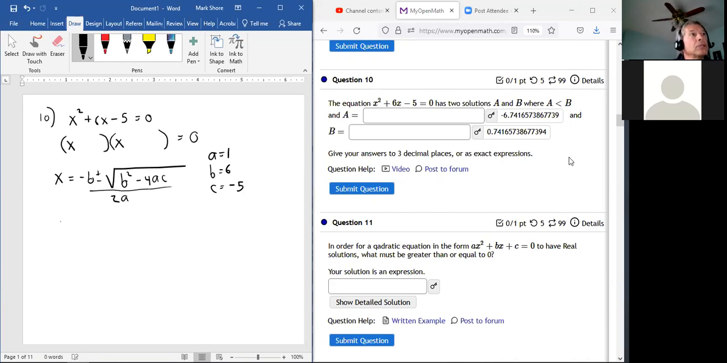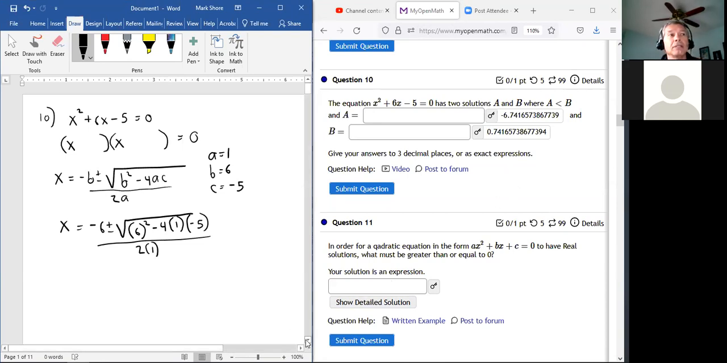Then you substitute those in there. You get the -b, that'd be -6, plus or minus the square root of 6 squared, because I'm putting the 6 in for the b and it gets squared, minus 4 times the a, which is 1, times the c, which is -5. And all that is over 2 times a, and the a was 1. So it's just plugging things into this formula.